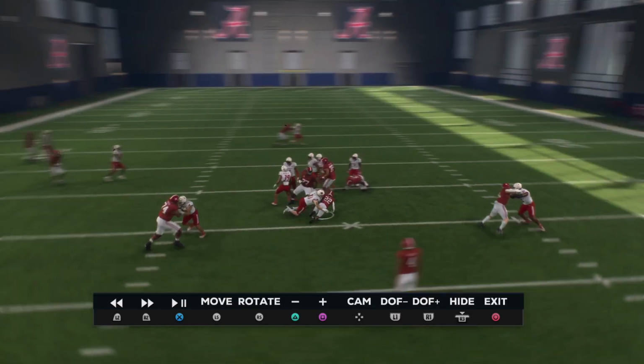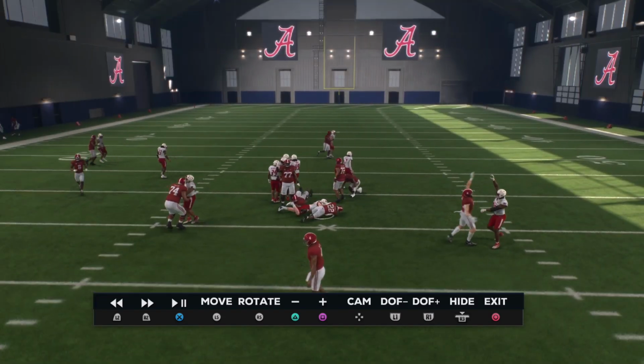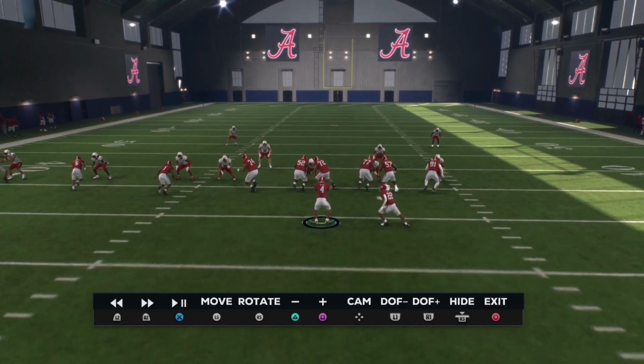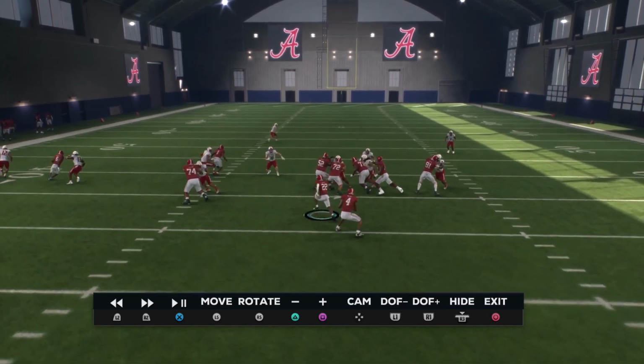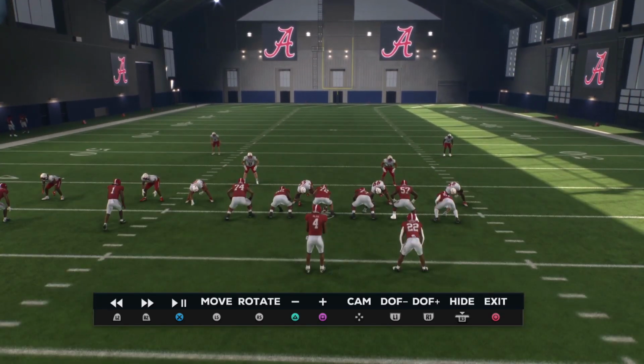So that was an unsuccessful attempt. We only got about 2 yards there, but it wasn't because of anything that we did. We hit the right hole. We identified pre-snap where we thought the hole would be, and the linebacker just made a play.